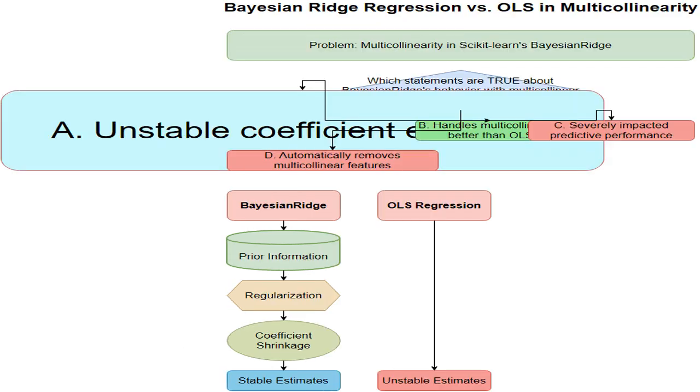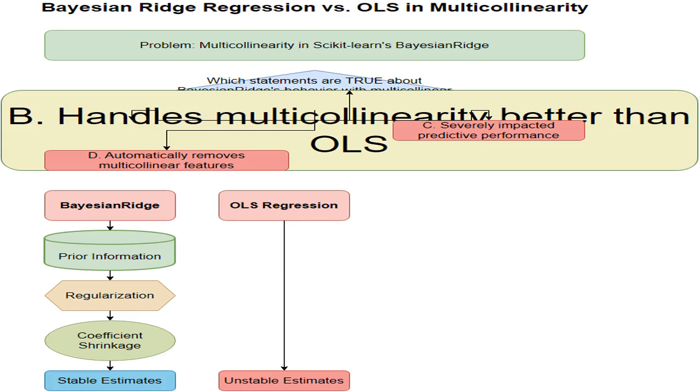This statement suggests that the BayesianRidge model will produce unreliable coefficient estimates when features are strongly correlated. That's incorrect. BayesianRidge is designed to be more robust to this issue than ordinary least squares, OLS, regression, which can result in unstable coefficient estimates in the face of multicollinearity. This is the correct answer.